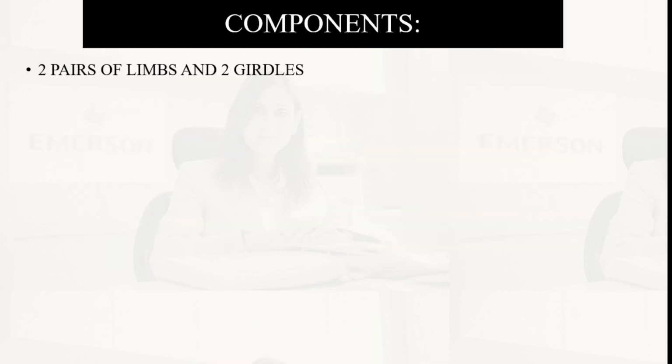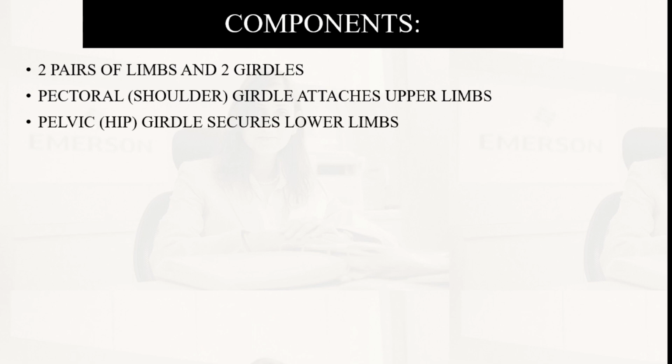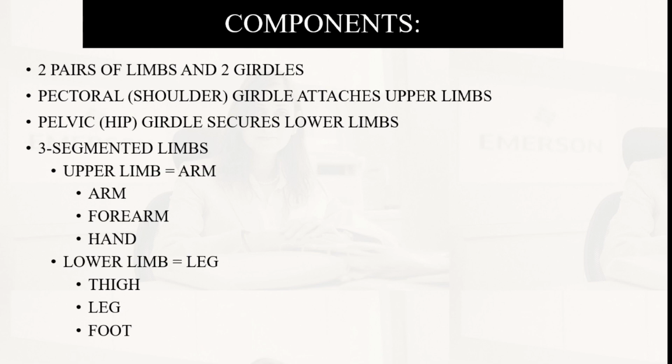Okay, so the components of the appendicular skeleton: it has two pairs of limbs and two girdles. The pectoral girdle, or shoulder girdle, attaches the upper limbs. Then the pelvic girdle, the hip girdle, secures the lower limbs. Then it has three segmented limbs.